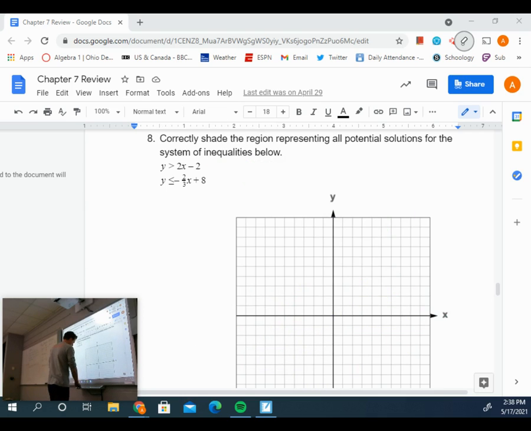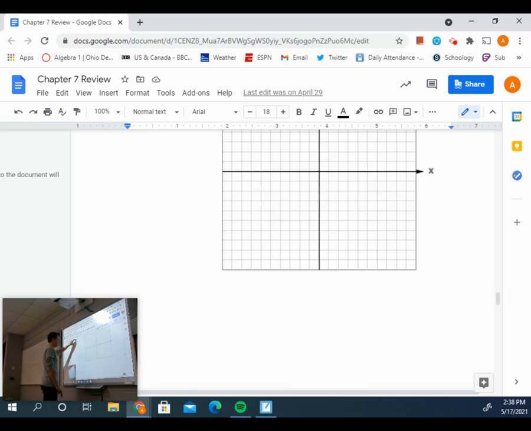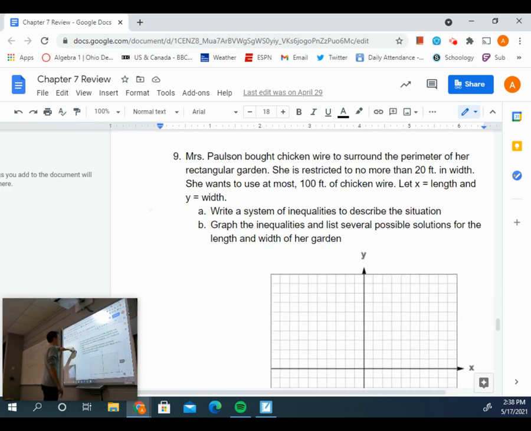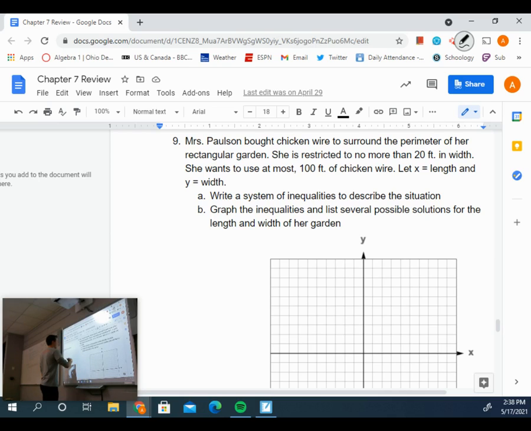Let's go through one more problem. And this is an application of 7.6, okay? An application of 7.6. So Mrs. Paulson bought chicken wire to surround the perimeter of her rectangular garden. She is restricted to no more than 20 feet in width. She wants to use at most 100 feet of chicken wire.